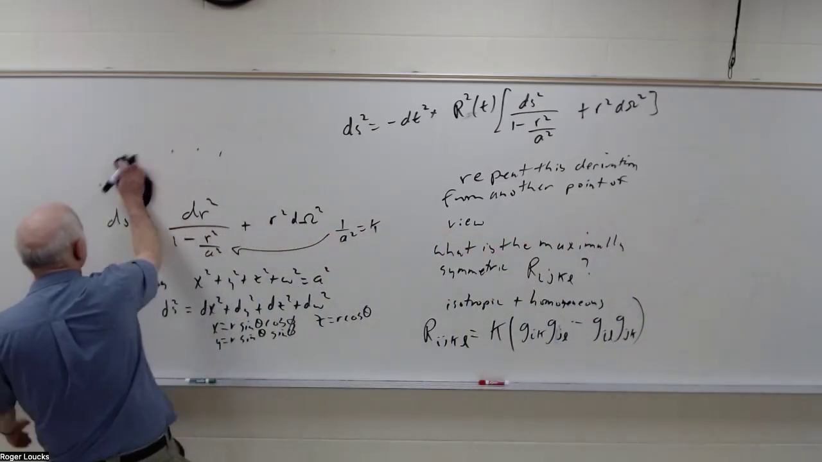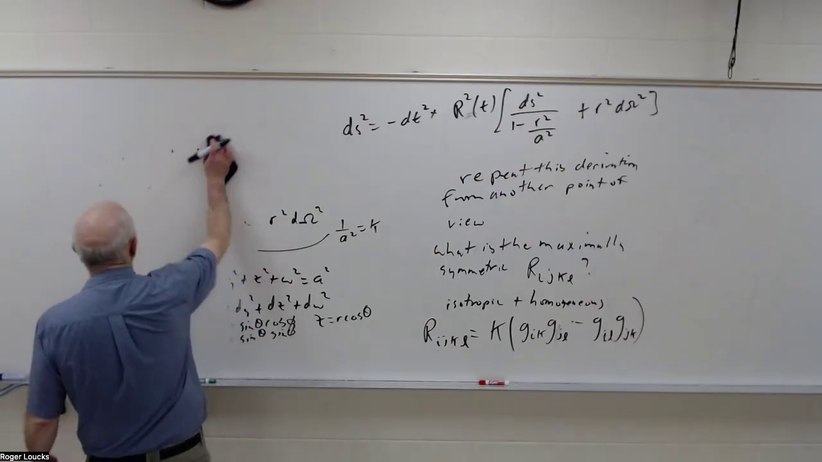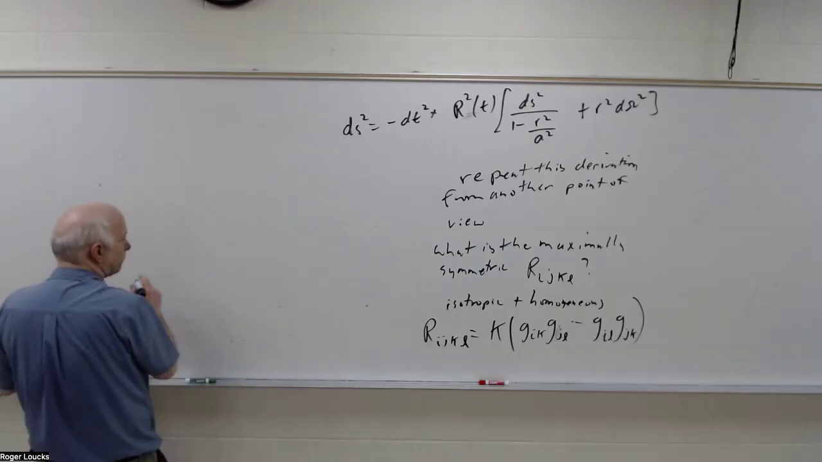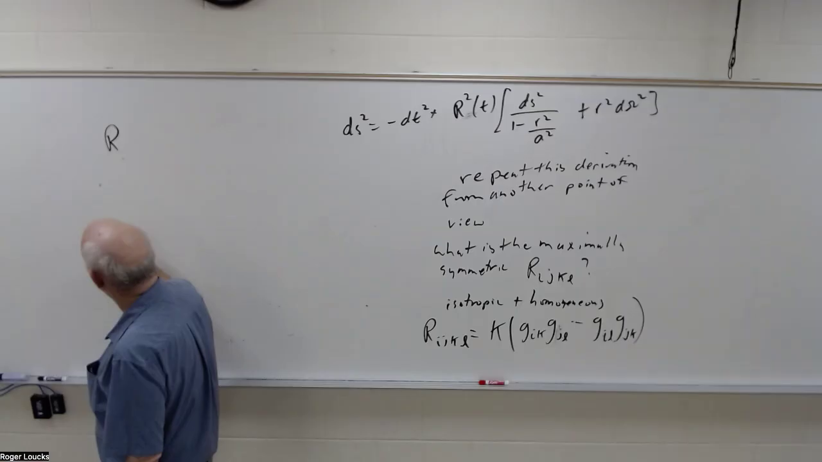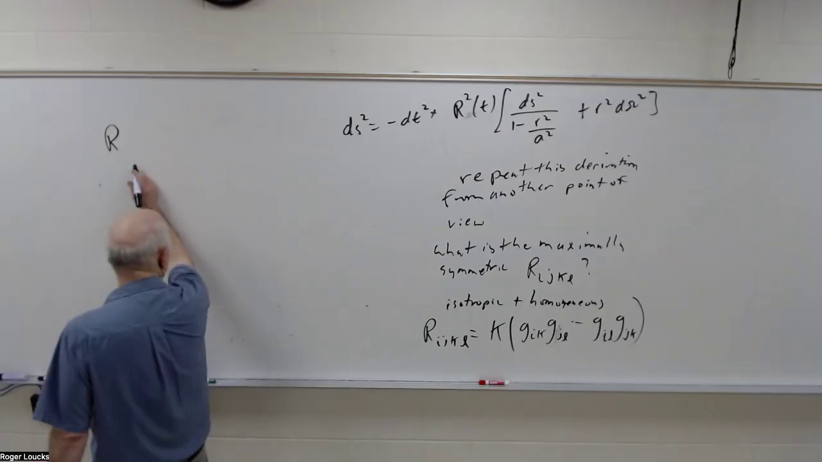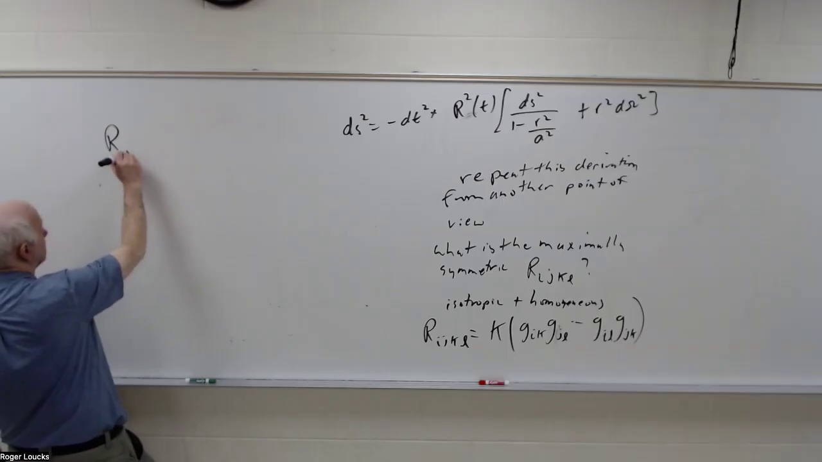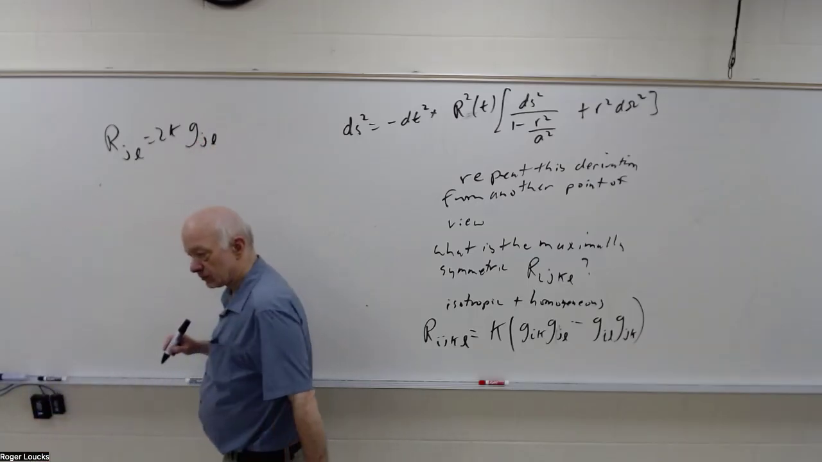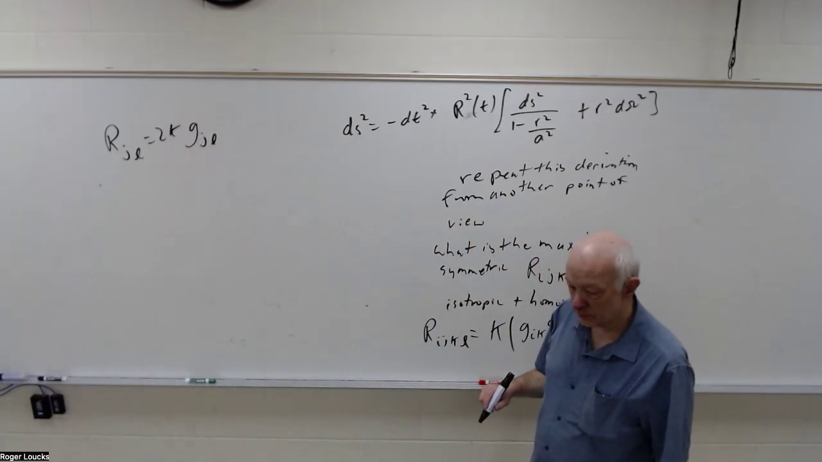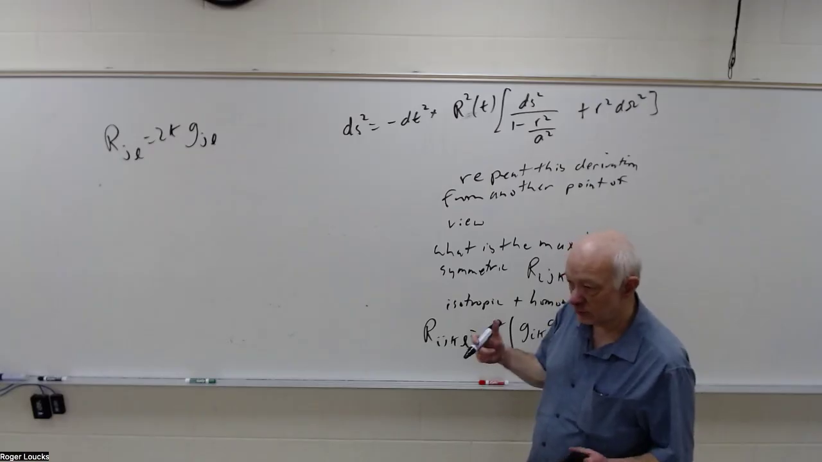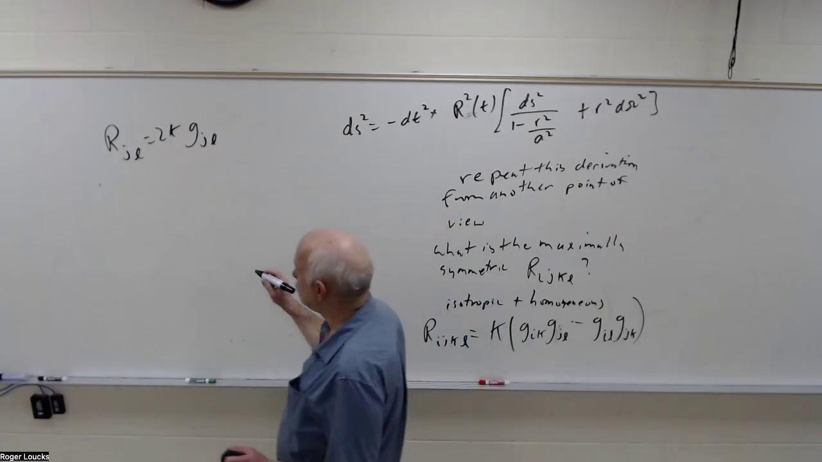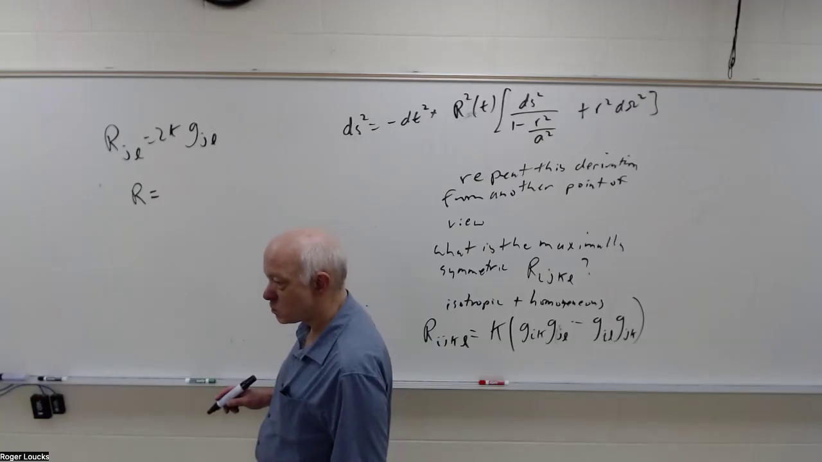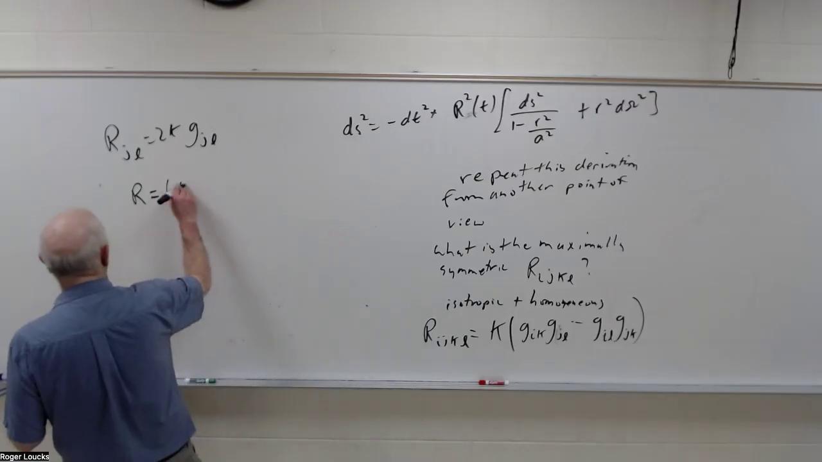Then we did one other thing. We looked at the Riemann curvature tensor for this, and the Ricci tensor. If we look at R, we summed on I and K, so this is going to be J and L. So this is 2K g_JL. Is that all good? Good. And then if we wanted the Ricci scalar, we sum on J and L. And what did that give us? We got 6K. So we have this.